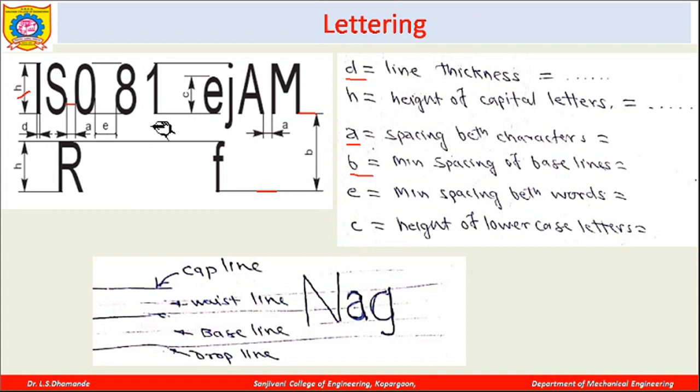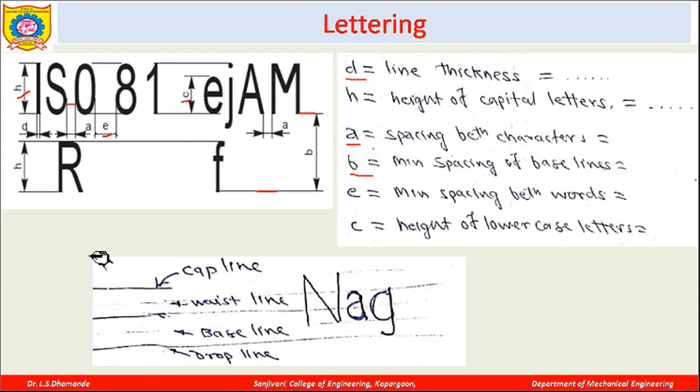The distance between these two baselines is indicated by B. Then E is the distance between two words. Suppose ISO is a single word you have written, and after that you are writing 81; the distance between the two words is specified by the letter E. So E is the minimum spacing between the words, and C is the height of lowercase letters. Here the small e is written, so this is the height of the lowercase letters, indicated by C.